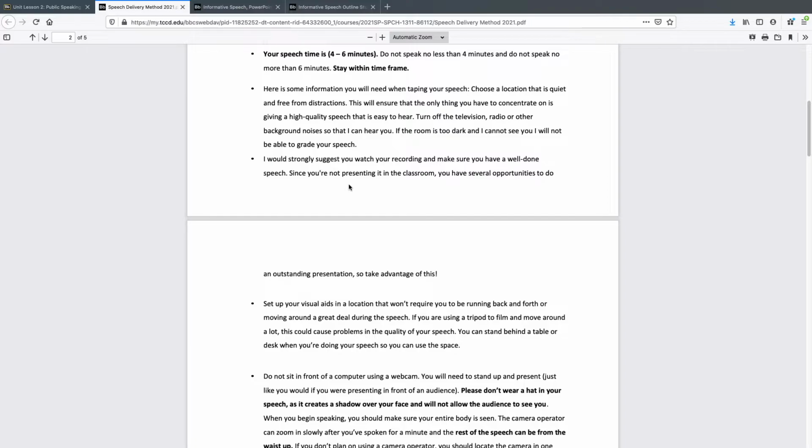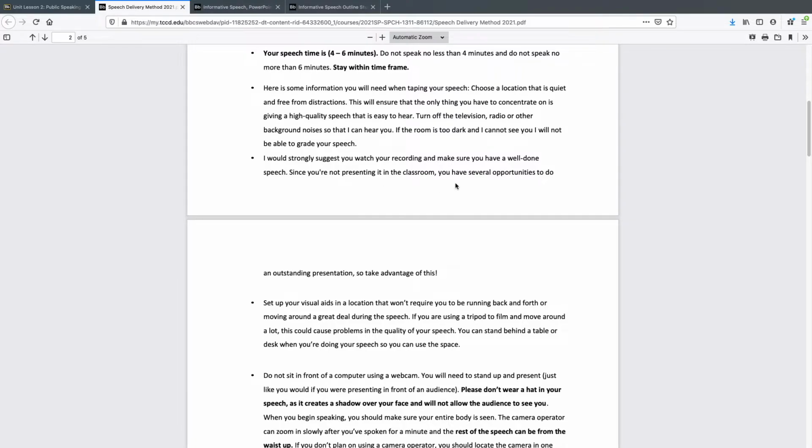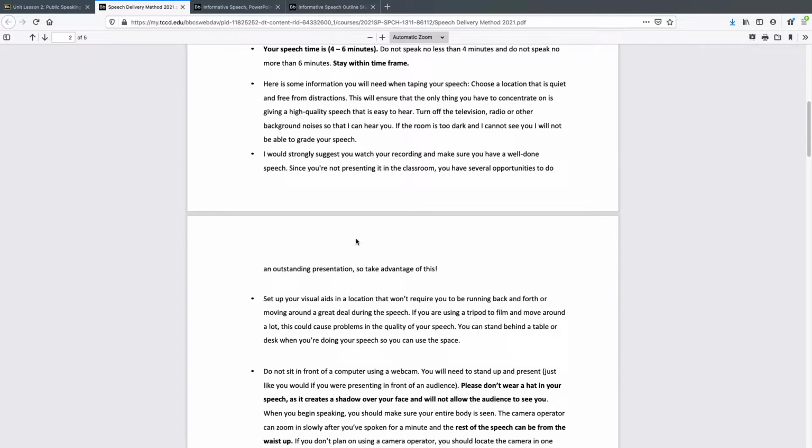Once you record it, watch it yourself and make sure you have done a good job. Since you're not presenting in the classroom, you have several opportunities to do an outstanding presentation, so take advantage of it. When you are recording and you're satisfied with that final recording, do not edit your video. Don't go back and say, okay, I'm going to edit this. Don't do that. I want it like if you were in the classroom, a continuous video. So please do not edit the video.